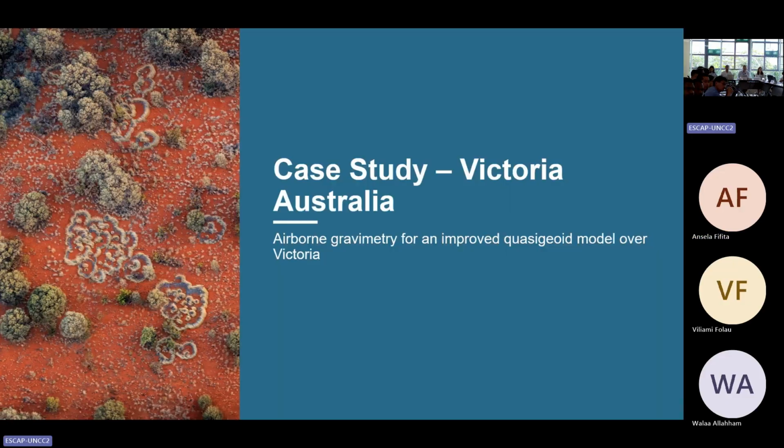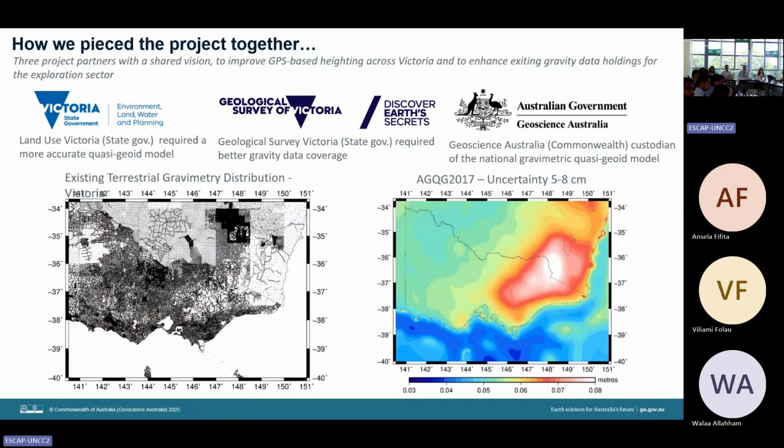I'm just going to finish with a brief case study. This is around a project that's underway in the state of Victoria, where we have been trying to densify the existing gravity data coverage to improve the gravimetric model. To set the scene for how this project came together, three project partners rallied around a shared vision to improve GPS-based heighting across Victoria, but also to enhance existing gravity holdings for the exploration sector. They do this by releasing pre-competitive gravity data for regional scale geological assessments.